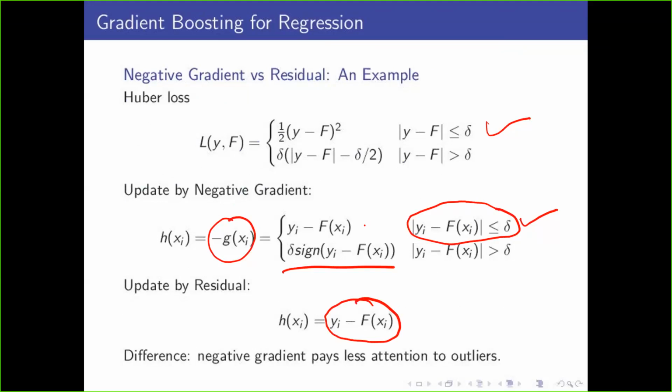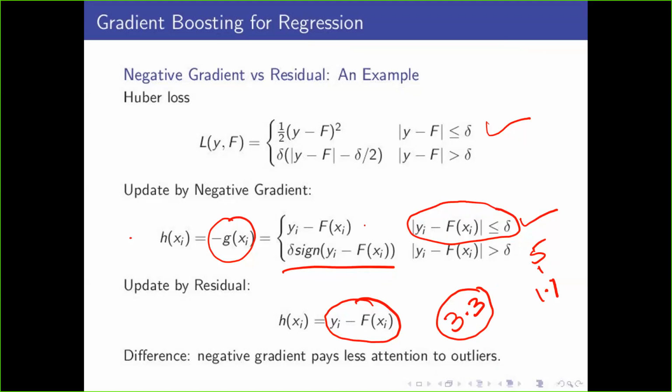So yi minus f of xi, let's say that the outlier point is 5 and let's say the prediction is 1.7. It means you're trying to fit a regression model to 5 minus 1.7, 3.3, right? Whereas if you go with the negative gradient, you may be fitting a regression model to a much smaller value as compared to this 3.3. It means what? The difference is that the negative gradient pays less attention to the outliers, whereas the residual pays more attention to the outliers.